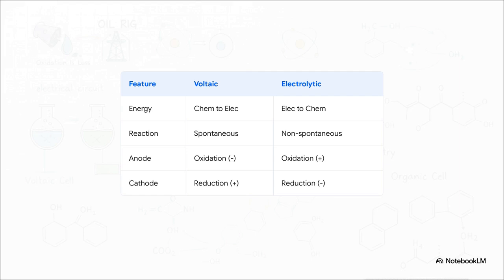But then you have the electrolytic cell, which is the complete opposite. It takes electrical energy and forces it to become chemical energy. It's non-spontaneous. It is electricity-hungry and needs an outside power source to work, kind of like what we see in electroplating. And here's a huge takeaway to note: the positive and negative signs of the anode and cathode actually flip between the two cells. But, and this is a big but, oxidation always happens at the anode, and reduction always happens at the cathode, no matter what.